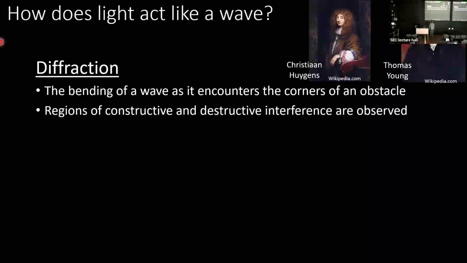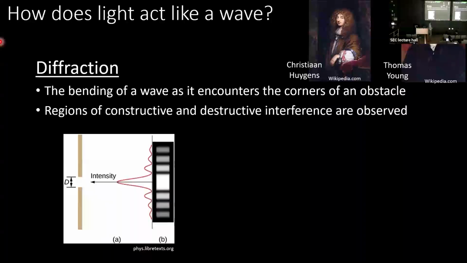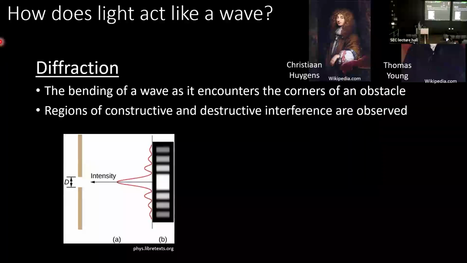So light acts like a wave because it bends when it encounters corners. And this was described quite a while ago by Huygens in the 1600s and Thomas Young in the 1800s. And so there's a famous Young's slit experiment, which builds on the Huygens principle. If we have a pinhole and we send light through, we get these interference fringes.